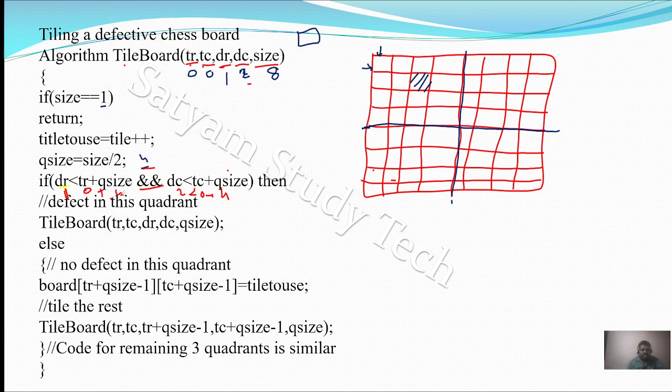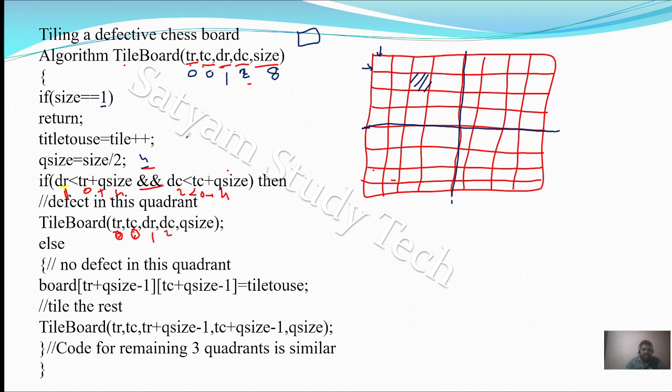Now this is the logical AND, so only if both conditions are true is the entire condition true. Here you can check 2 is less than 4, here also the condition is true. That means in this particular quadrant the defective cell is there. Now for the defect in this quadrant, again you can call the tile board with TR, top row, and top column, that is 0 and 0. Defective row is 1 and defective column is 2.